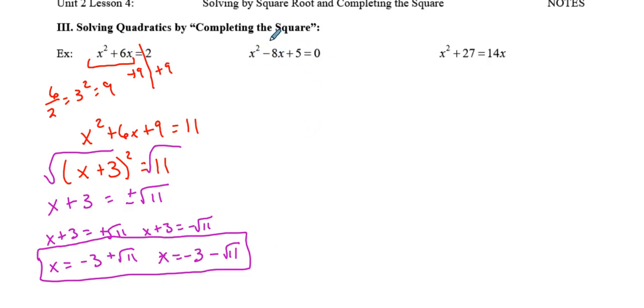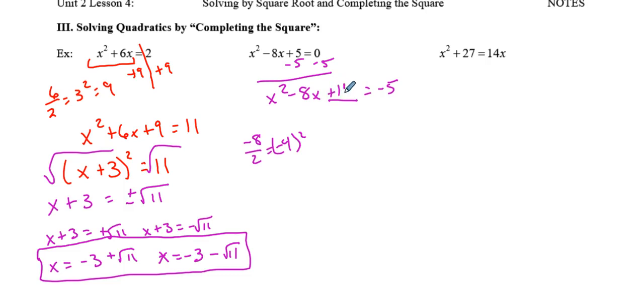And this one, it's not quite set up for me properly. So what I'm going to do here is first clear this space by subtracting 5 on both sides. So I get x squared minus 8x, and there's going to be some value here, equals negative 5. So if I take that negative 8 and divide it by 2, I get negative 4, and if I square that, I get 16. So I'm going to add 16 to both sides. From there, I get a perfect square trinomial of x squared minus 8x plus 16 equals 11.